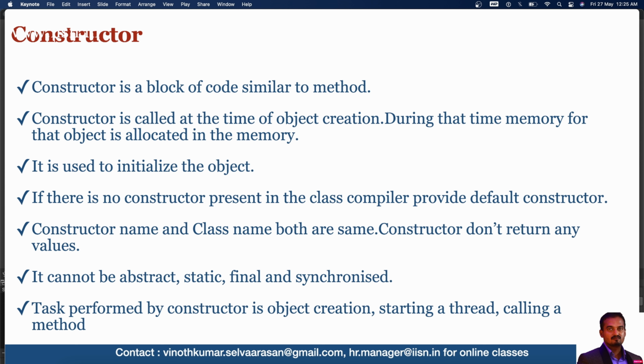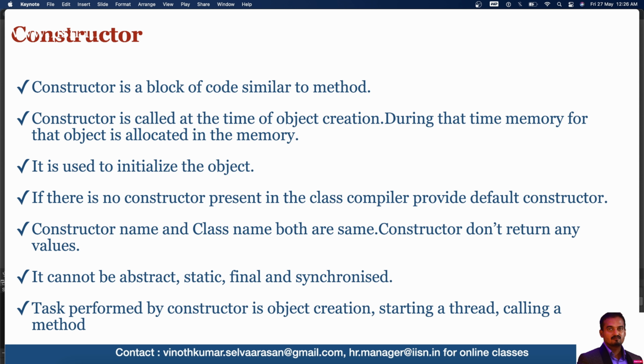If there is no constructor present in the class, the compiler will provide a default constructor. The rule is that the constructor name and class name are the same. One more thing: the constructor doesn't return any value. The tasks performed by a constructor include object creation, starting a thread, or calling a method. It cannot be abstract, static, final or synchronized.